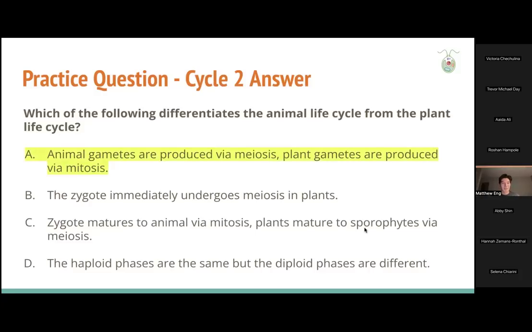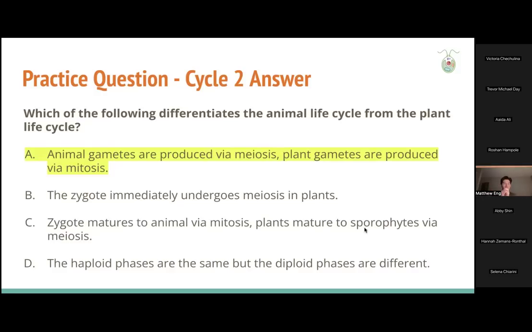So for this one, it's going to be A. Animal gametes are produced via meiosis. Plant gametes are produced via mitosis. So remember, animal gametes come from our cells. We make our gametes or sex cells from meiosis. The plant's gametes are going to come from that gametophyte.